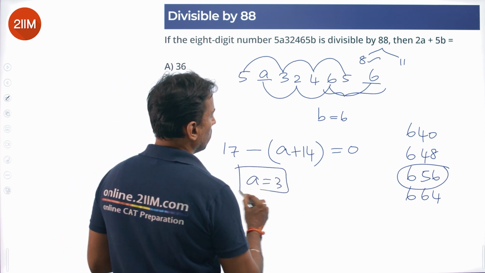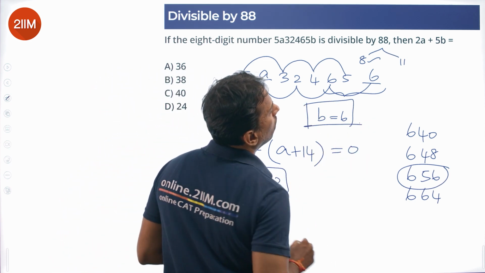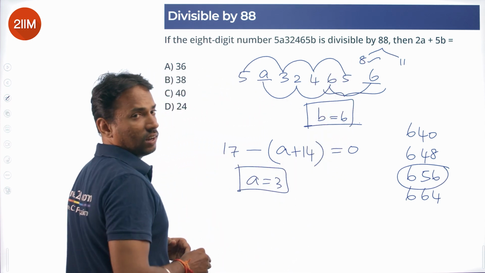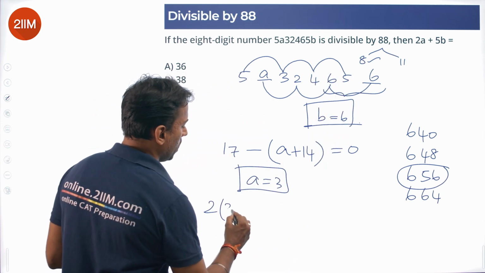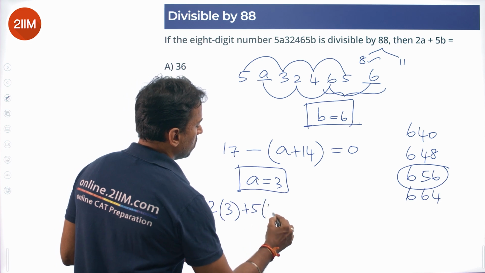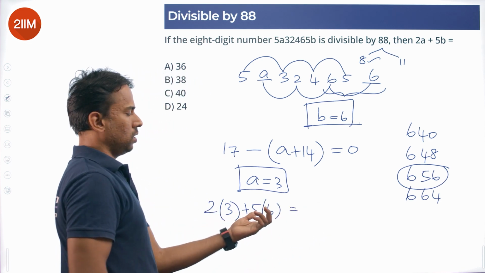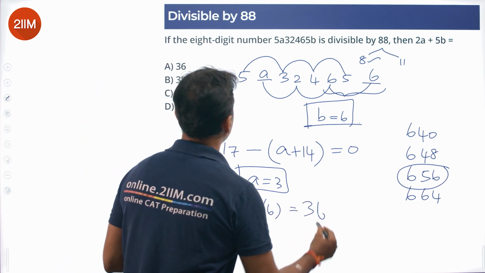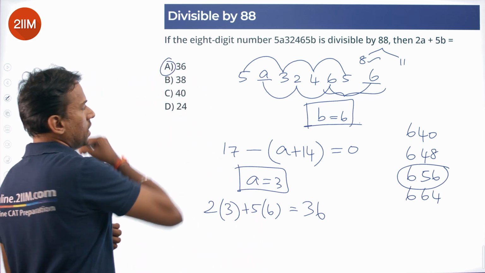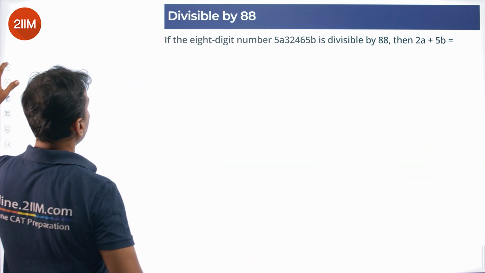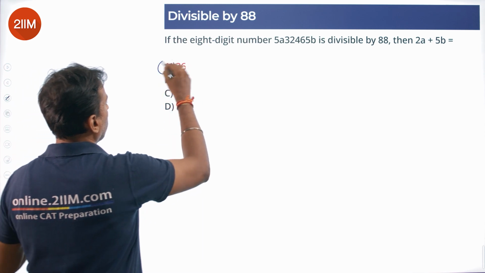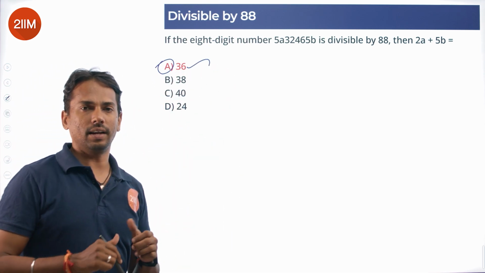A is 3. B is 6. Now we have to find the value of 2A plus 5B. So 2A plus 5B should be equal to 6 plus 30, 36 should be the answer, which is in option A. Yeah, we are right. Option A, 36 is the right answer.